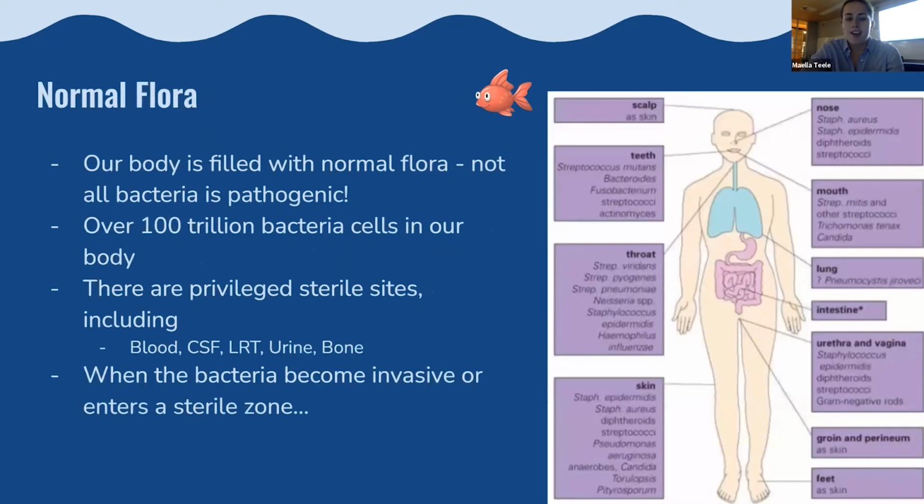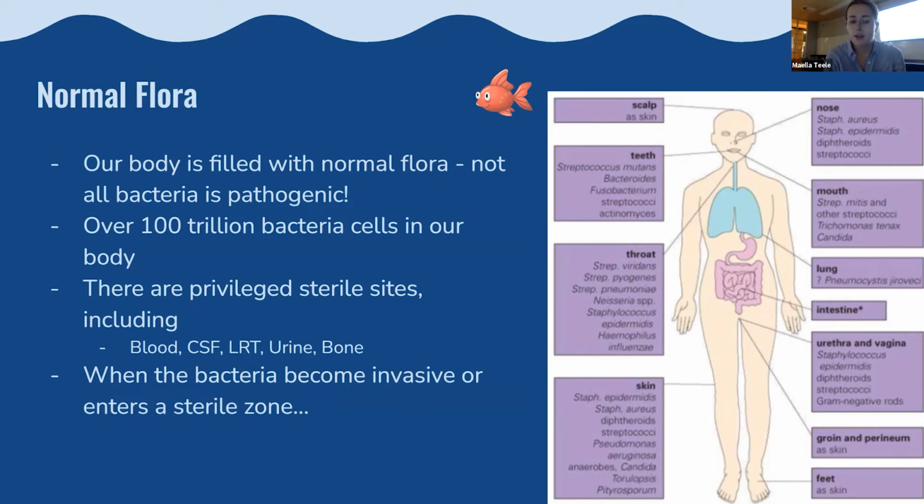Perfect. And our normal flora, our body is filled with normal flora. So not all bacteria is actually pathogenic. We have a ratio of 1 to 1.3 bacteria, so we have 1.3 bacteria cells to every normal cell in our body. That equates to over 100 trillion bacteria cells. So when you hear bacteria, you don't automatically have to think the bad guys, because a lot of the bacteria that we do have is actually good for us and it is beneficial.